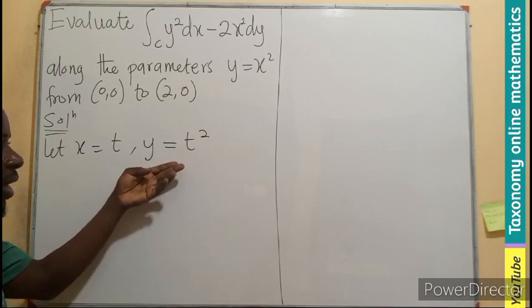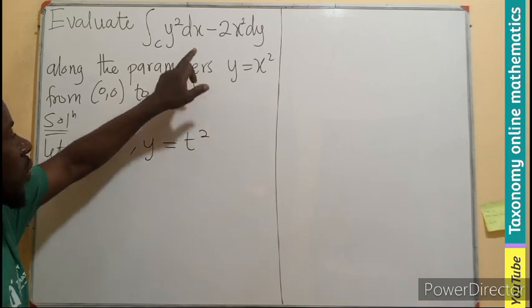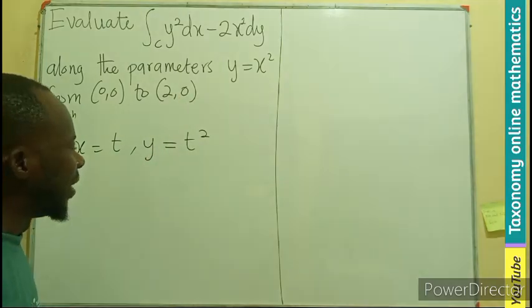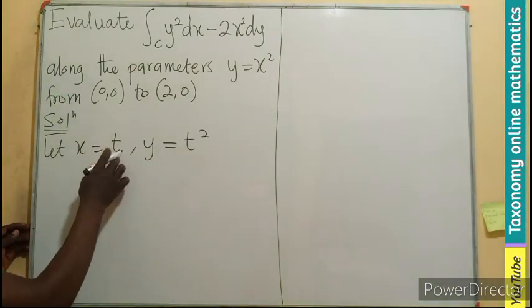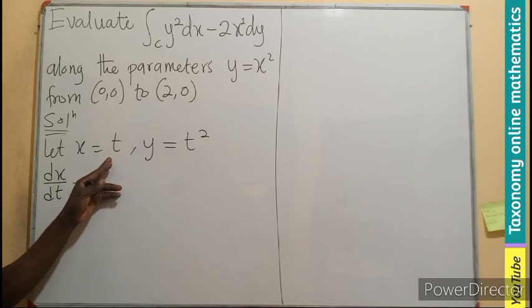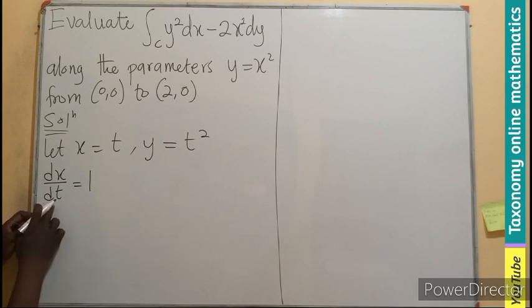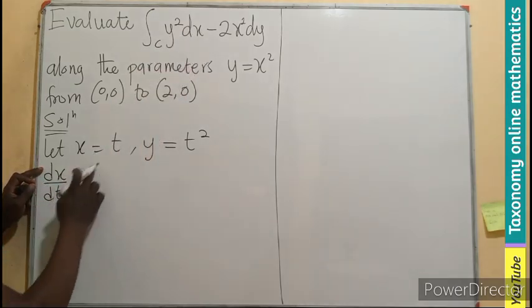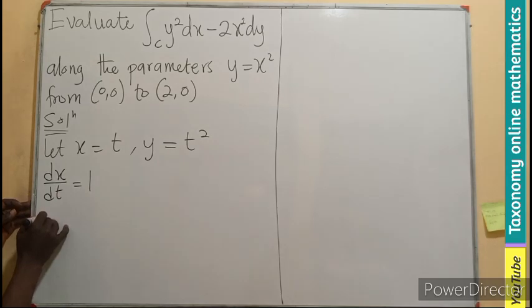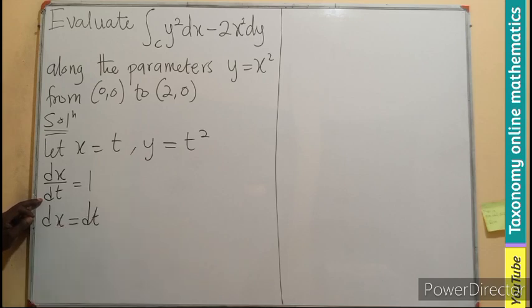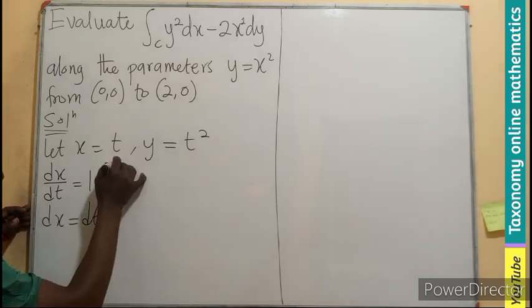So now x is in terms of t, y is also in terms of t. If you look at this carefully, we have to differentiate because we have x and y interchanged. So let's find the differentiation of all of them with respect to t. dx/dt, I am going to differentiate this. You get 1. Then we want to express dx in terms of dt, so your dx will be equal to, cross multiplying, 1 times dt, which gives you dt.